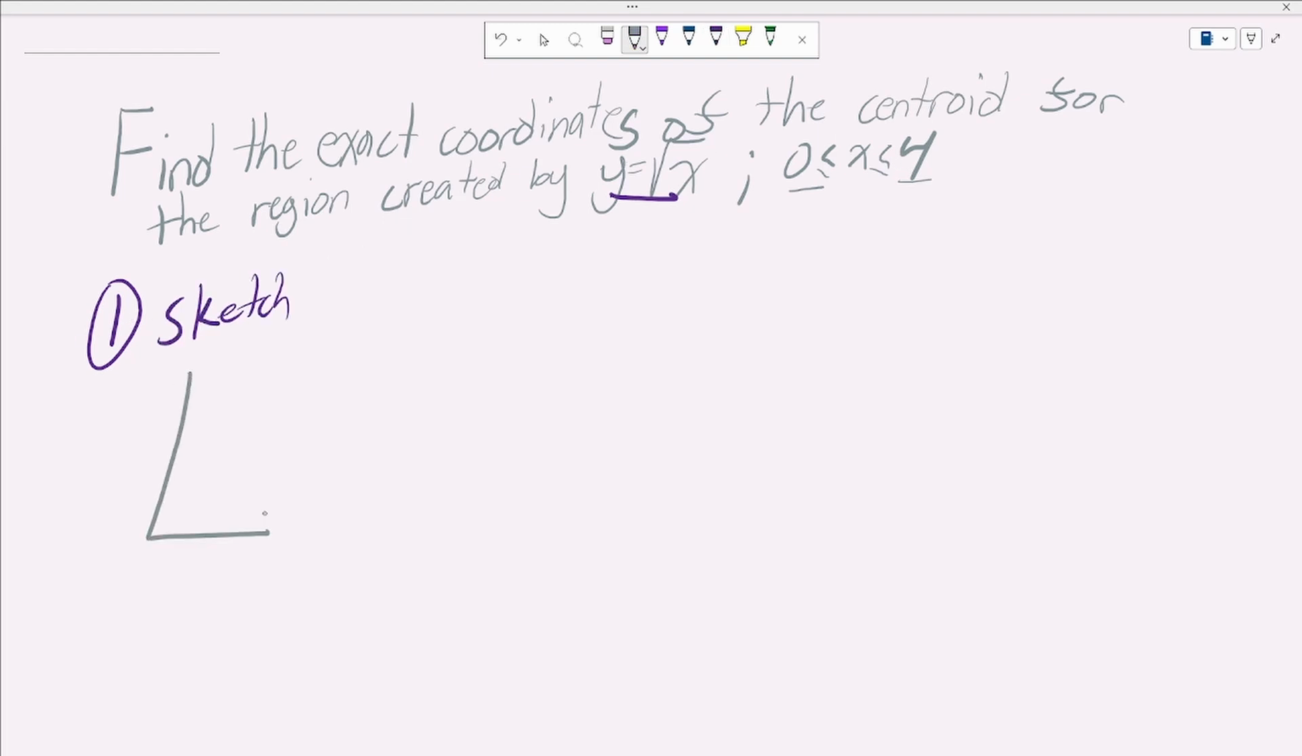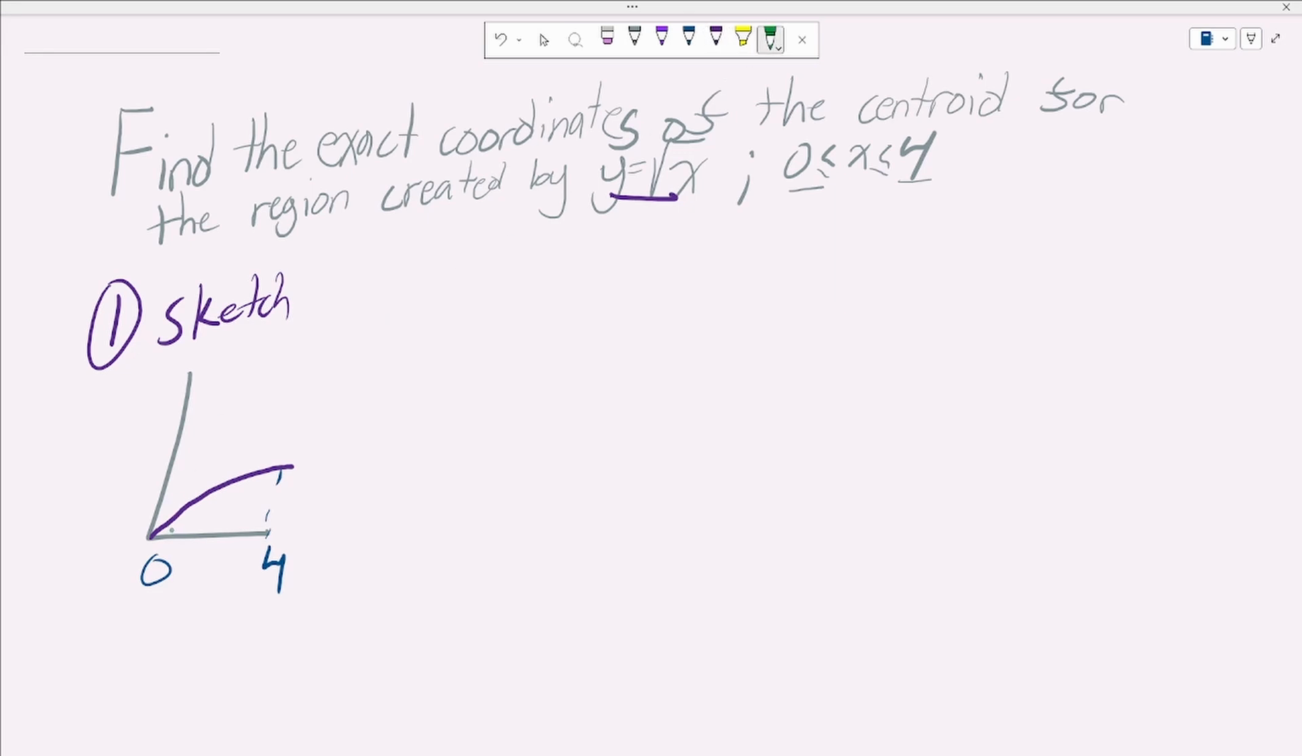If we sketch our graph, we will receive a curve that starts at 0 and looks like this. What this actually is, is the upper half of the parabola x is equal to y squared. But since it's only defined as y is equal to the square root of x, it has to be positive only. And if we draw our bounds going from 0 to 4, we can see that our problem is asking us to find the point on this little area.